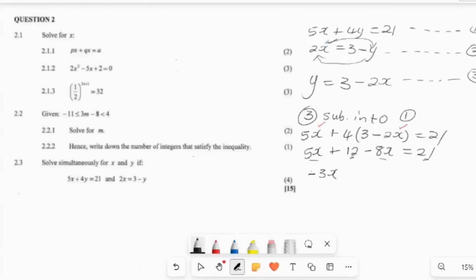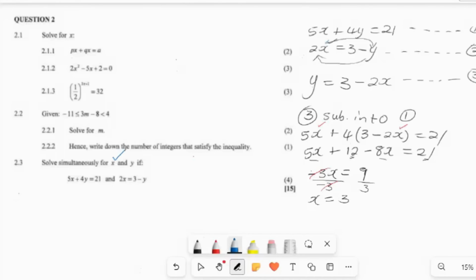Minus 3x equals 21 minus 12, that is 9, not 8 but 9. Okay, and here for us to get the value of x, we're going to divide both sides by minus 3, and these ones will cancel. We have seen previously how we get to cancel these ones, and 9 divided by 3 equals 3. So they said solve for x and y simultaneously, but now we've managed to solve for x, which is 3.